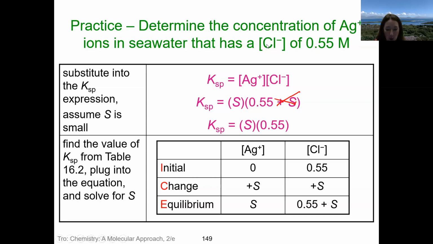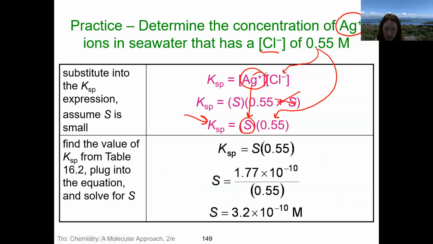Somehow you have to show that you know how to do that. Okay, so we just plug in our Ksp, which was 10 to the negative 10th, and we're solving for our Ag. So we're trying to figure out what is the concentration of Ag if Cl is this, right? So this is Cl. So solving it ends up pretty fast.